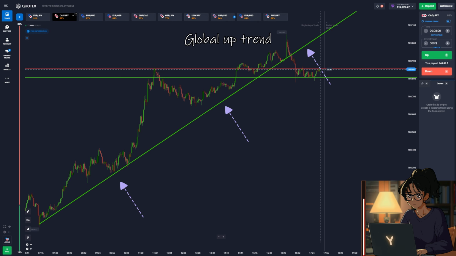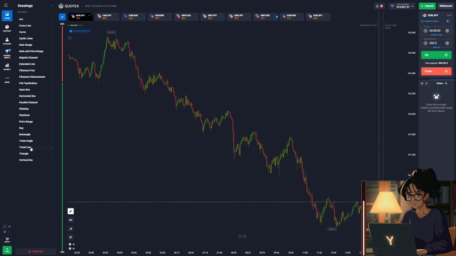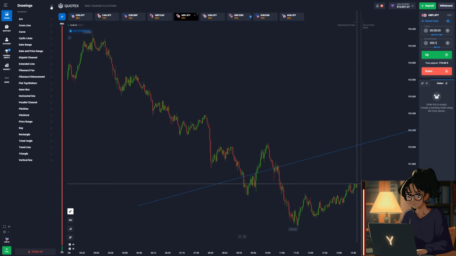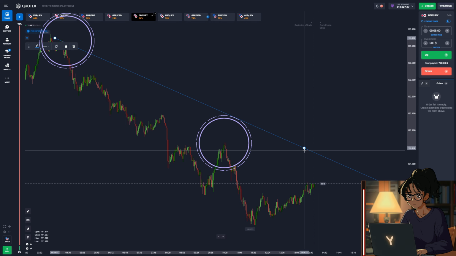For an uptrend, draw it below. It's important to draw your trend line correctly to determine whether this strategy is applicable. Identify at least 2 key points, preferably 3, and draw a straight line through them, extending it to the right.